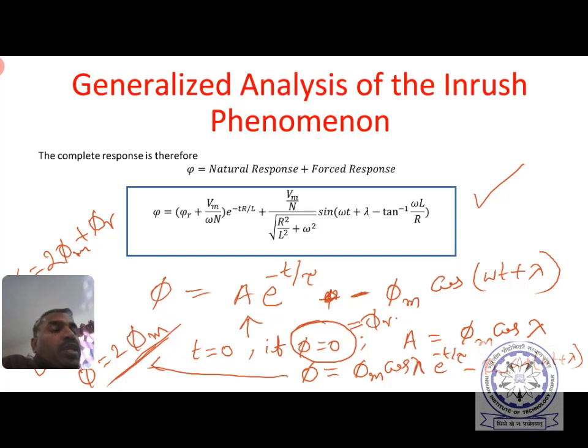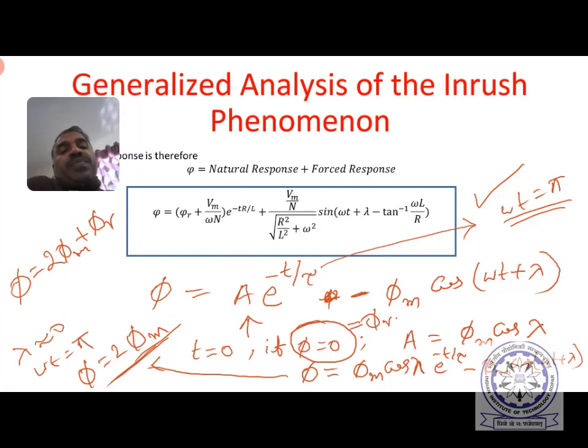So until omega t becomes pi, if this transient decays, then there will be nothing, right? But it is assumed here that the decay is not that much. Means the losses occurring in the core and windings or insulation are not so high as to decay this waveform very fast. In that case, if negligible decay occurs within omega t equal to pi, then you will get this 2 phi max plus phi r. Right, this is how the residual flux will be.